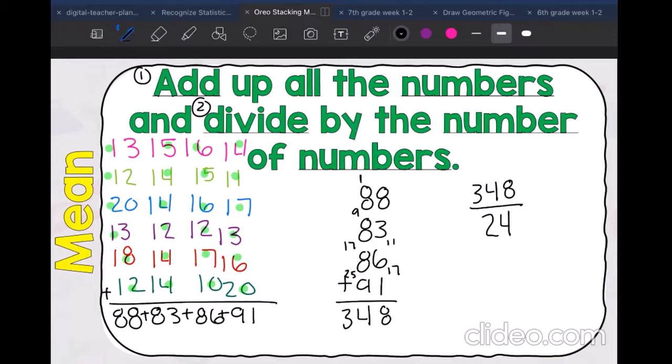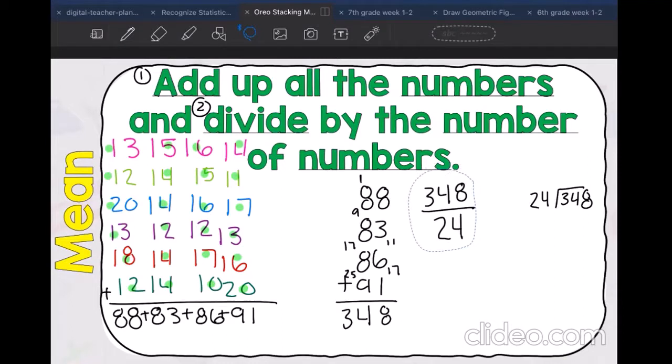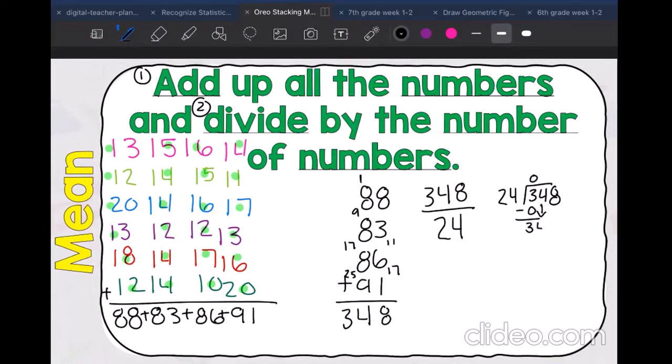So I'm going to divide 24 into 348. How many times does 24 go into 3? 0. Bring that 4 down. How many times does 24 go into 34? 1. 1 times 24 is 24. 34 minus 24 is 10.